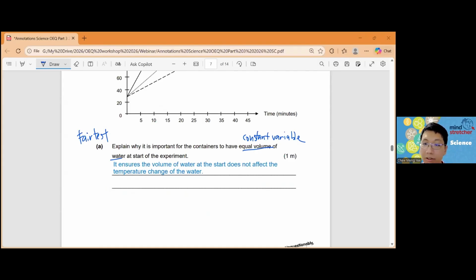Can you just say it is to ensure the experiments are fair? No, you cannot just say to ensure a fair test. That does not elaborate enough. Yes, you can say that it is to ensure a fair experiment or fair test, but how does that ensure the fair test? So you have to elaborate more than that.